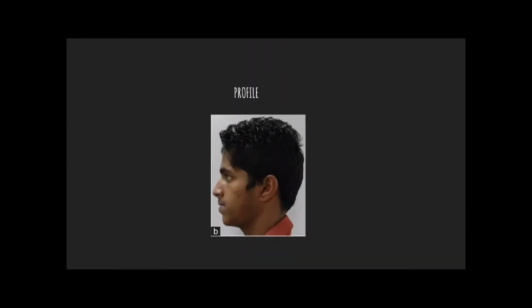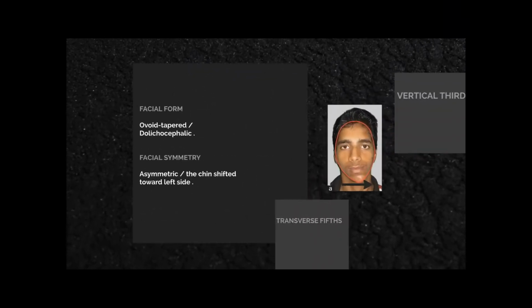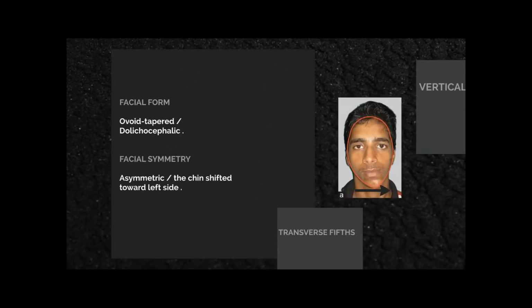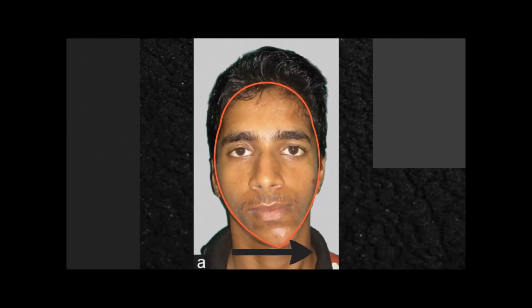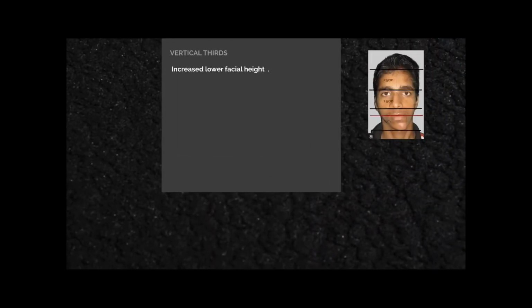This picture illustrates the frontal view at rest, frontal view at smile, and profile view. Coming to extraoral analysis, with the frontal view at rest: facial form ovoid to tapered, facial symmetry asymmetric with the chin shifted toward the left side. Transverse fifths showed that the lateral fifths are narrower than the central and medial fifths, and the mouth is not within the interpupillary distance, it's shifted toward the left side. The nose is slightly wider than the central fifth, and the chin is out of the central fifth, toward the left side.